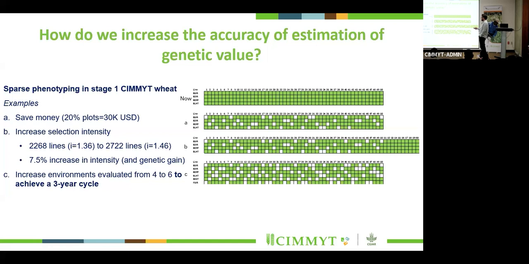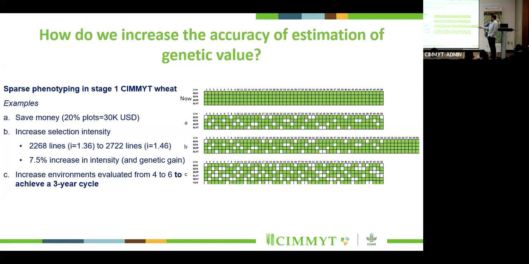One thing we could do is save some money. So let's take away 20% of the plots, save ourselves $30,000, and we're predicting these individuals instead, and we still might have a reasonable accuracy, but we'll save a bunch of money. You could say instead of saving money, let's spend the same amount of money and grow more individuals. So we'll increase the selection intensity. So now instead of saving 20% of plots, we grow 20% more individuals.